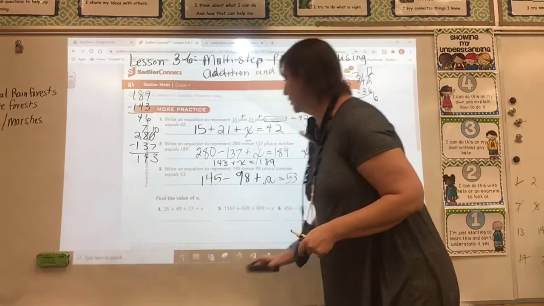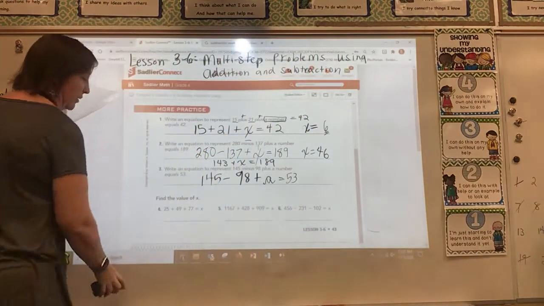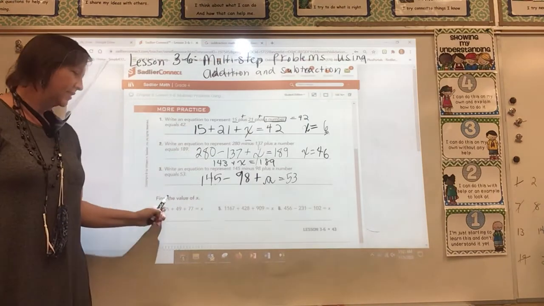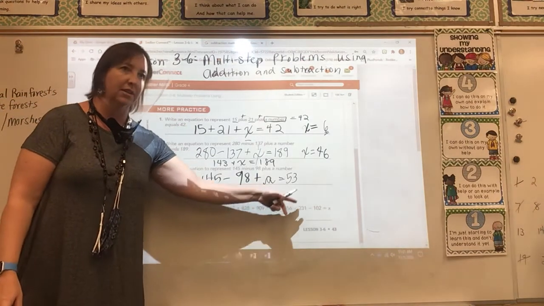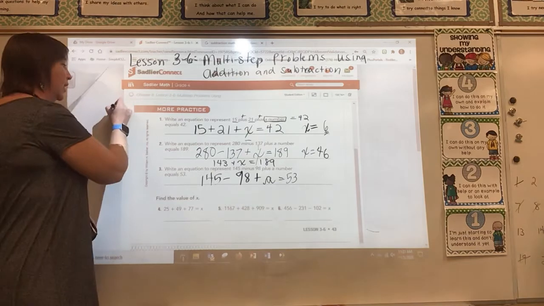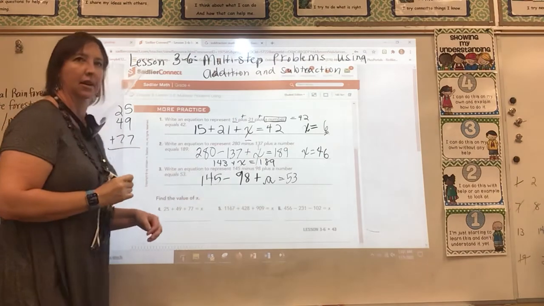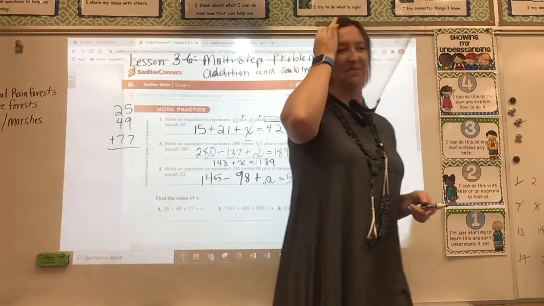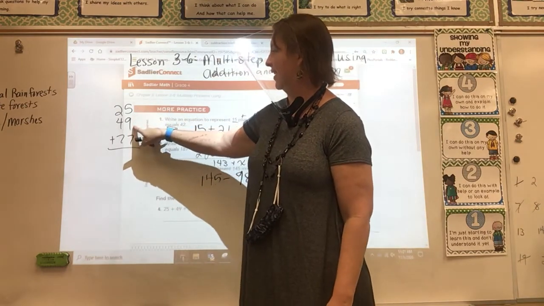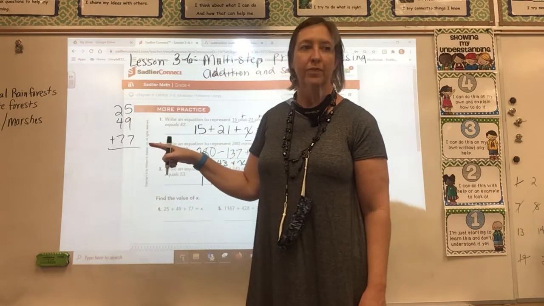All right, let's go ahead and look at the next three. The next three are solving for the value of the variable. Notice that they're all just addition or subtraction. Can you add three numbers together at once? Yes. Is there another strategy besides adding them all together at once? What's another strategy? Tatum. You add 25 plus 49, and then you get your answer, and then you add 77 plus the answer that you have.